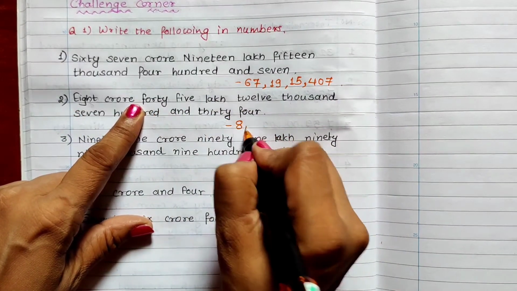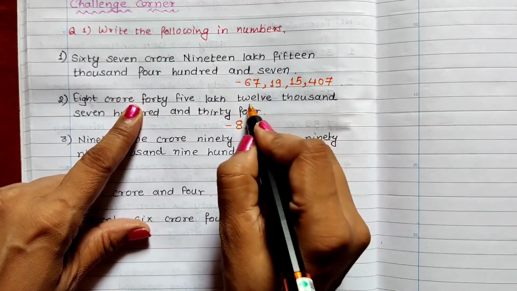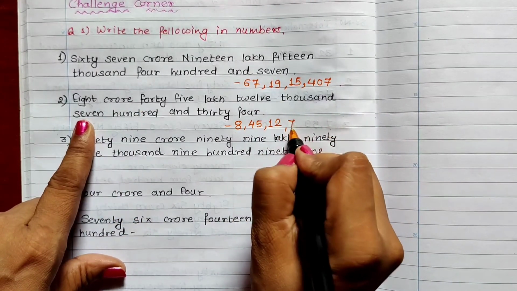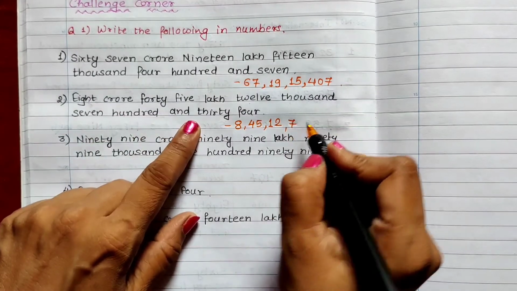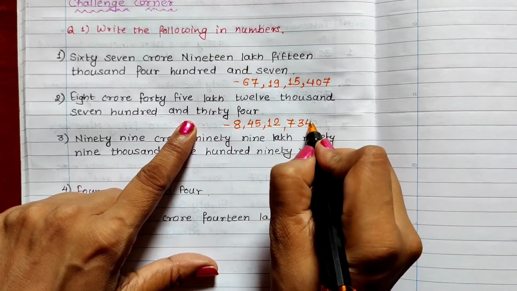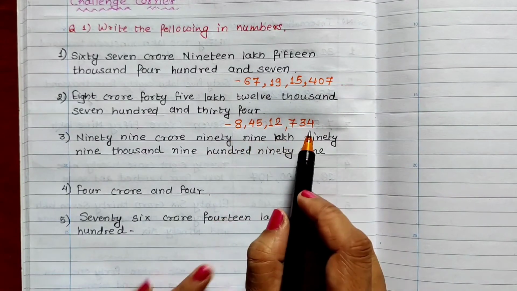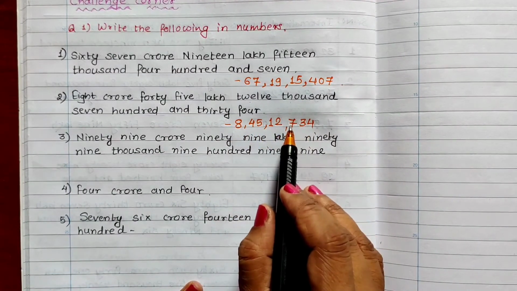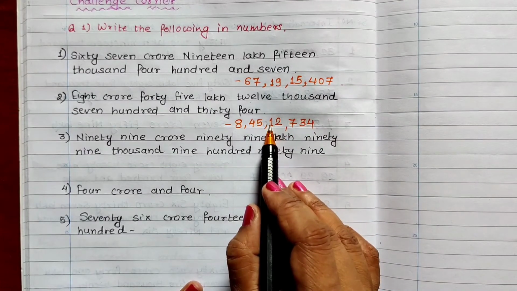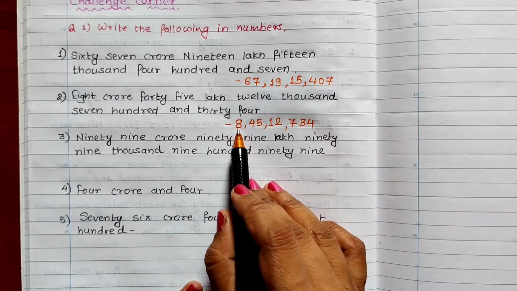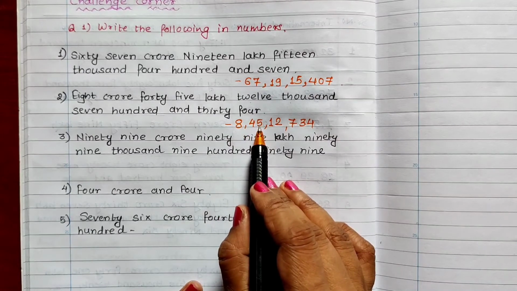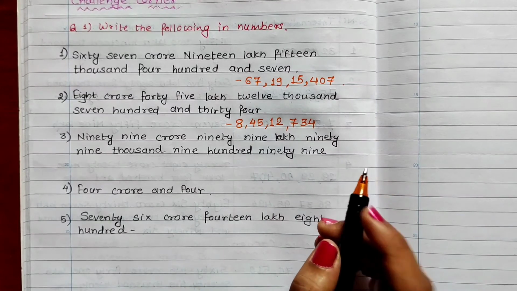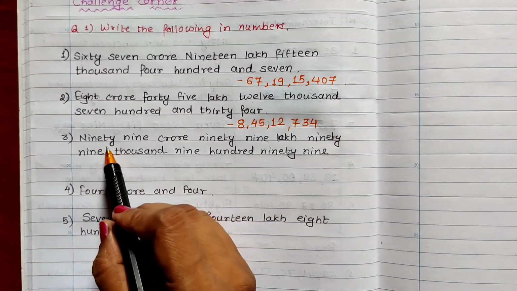So we start from 8 crore. 45 lakh. 12,000. 700. 734. In this way, can you see 8 digits are there? 1, 2, 3, 4, 5, 6, 7, 8. Unit, tens, hundred, thousand, ten thousand, lakh, ten lakh and crore. 8 crore, 45 lakh, 12,734. Okay. Now let us go on to the next number.